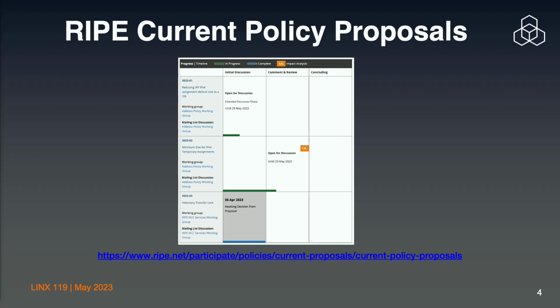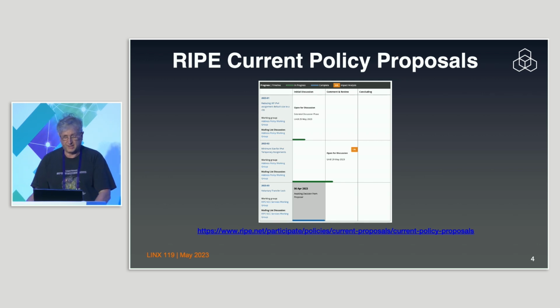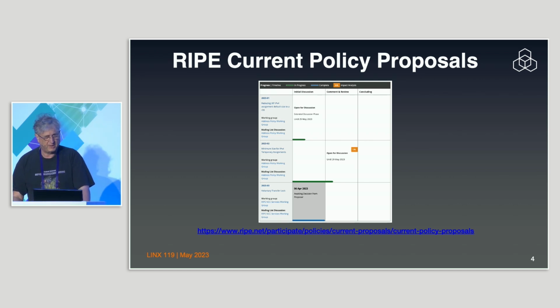There are two important parts to the process. One is the discussion phase, which is where ideas are just generally batted around. And then there's the review phase, which is where people actually express an opinion and an argument on the process. And it's during the review phase that the working group chairs actually try and work out consensus. It's important to understand that.